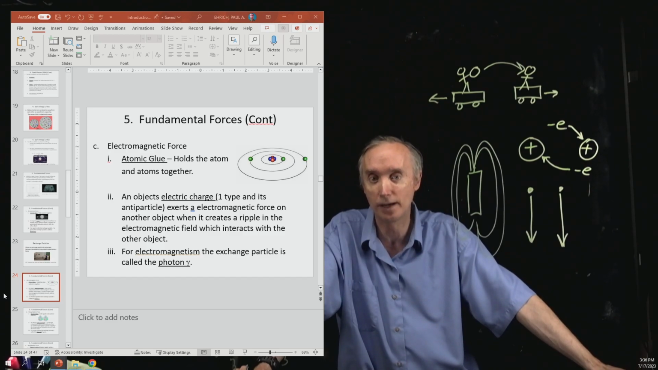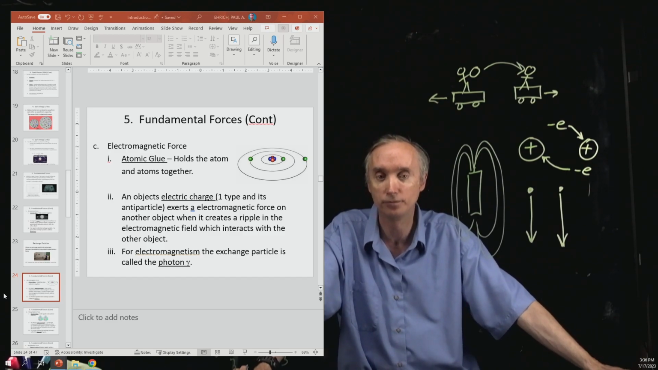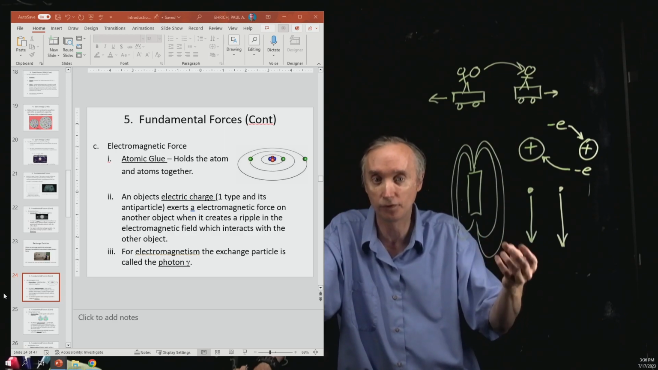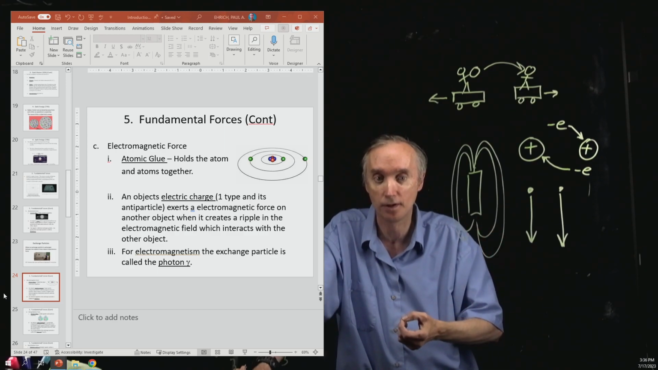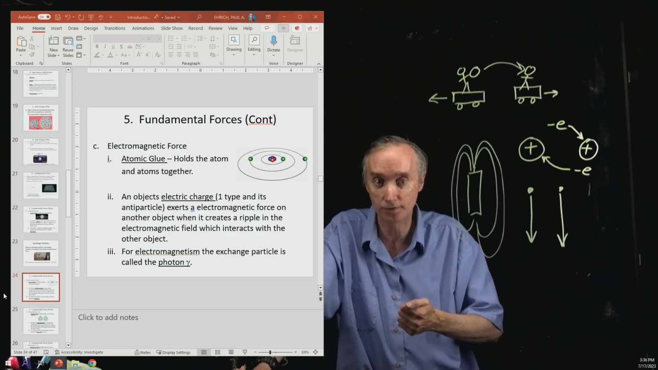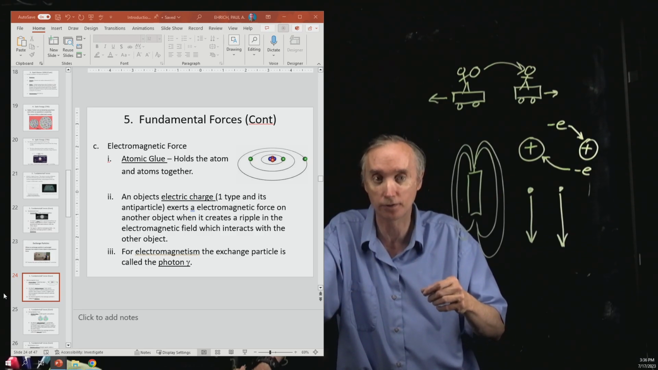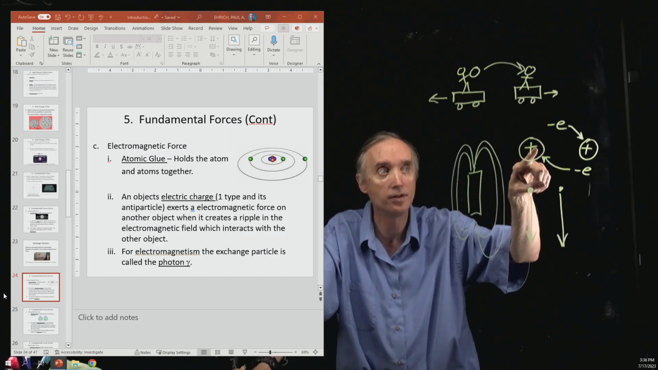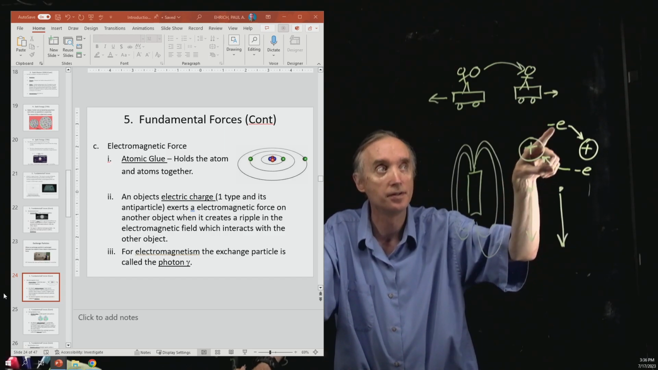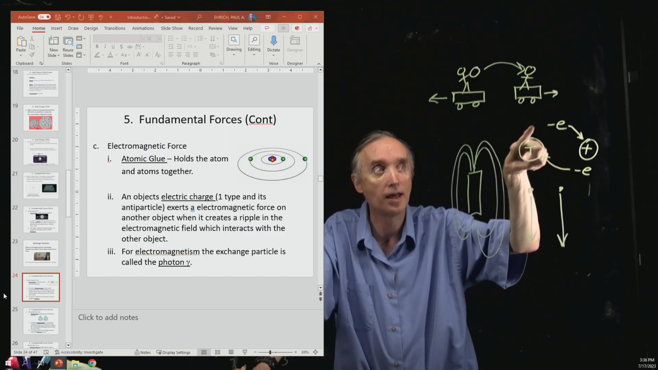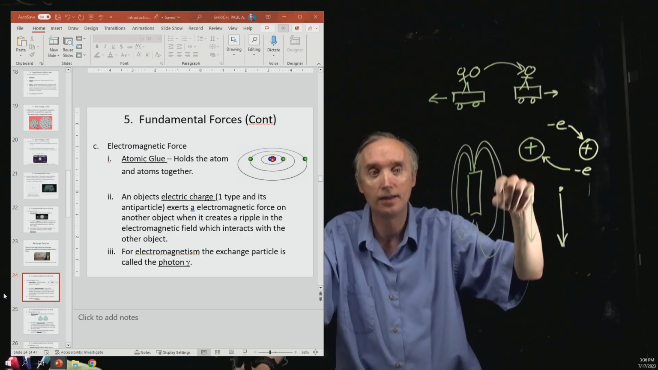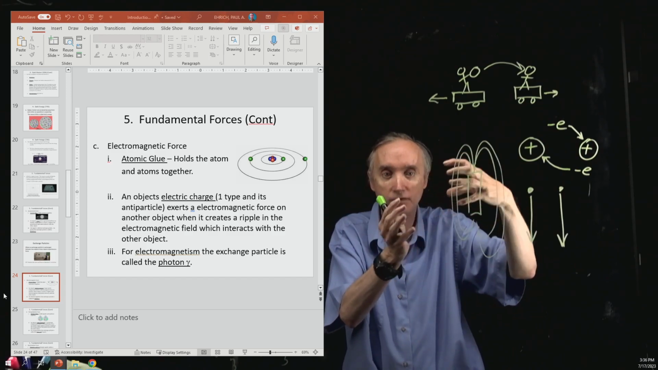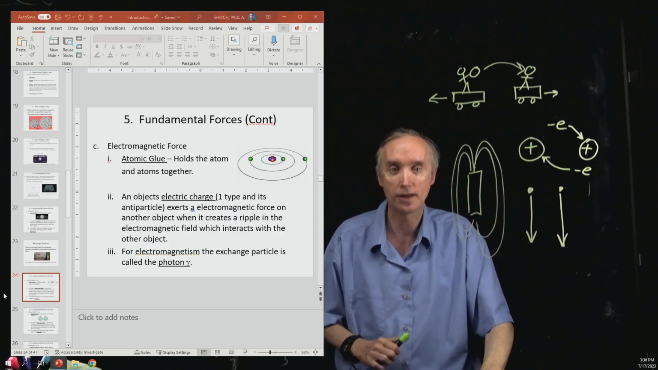Electromagnetic radiation, X-rays, gamma rays, infrared, they all come in little packets of light called photons. And that's the exchange particle. So when this positive charge sees this negative charge, a photon is exchanged between the two, and that causes the electromagnetic force that's holding that thing together.